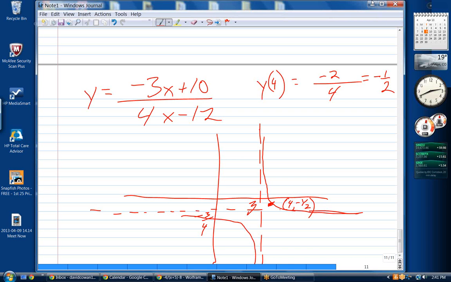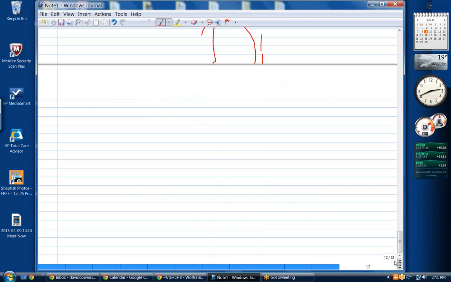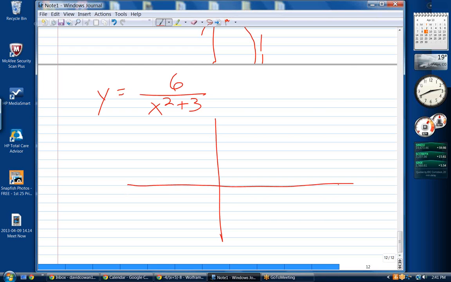All right, now we're dealing with higher powers of x. Let's look at question 4, on page 550. Y equals 6 over x squared plus 3. What's the first thing we need? To find the asymptotes. The vertical asymptote? Yeah, and then the horizontal.